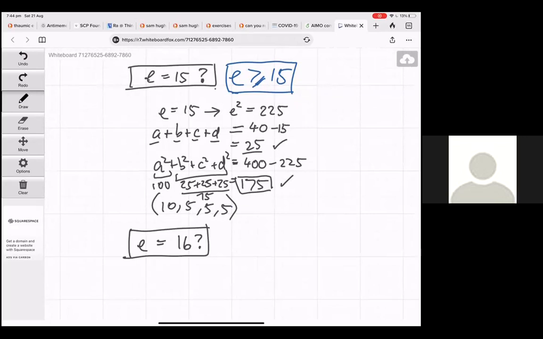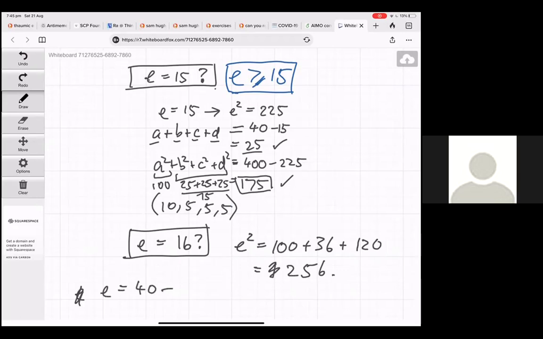So for E equals 16, we've got 16 squared is equal to 100 plus 36 plus 120, which is 256. Okay, so what did we have? We had E equals 40 minus A plus B plus C plus D. So if E is 16, then that has to equal 24.